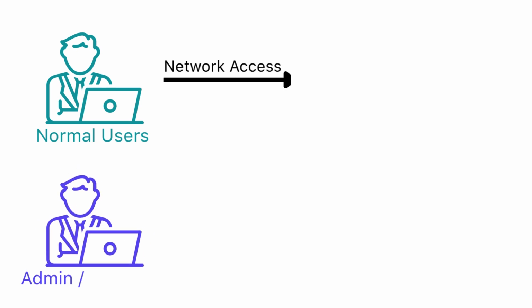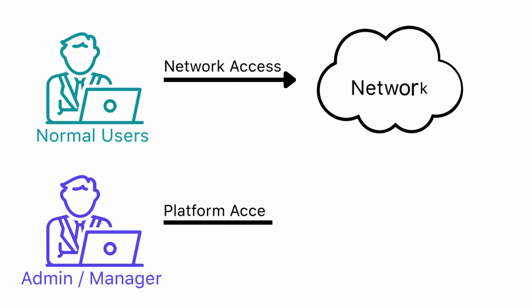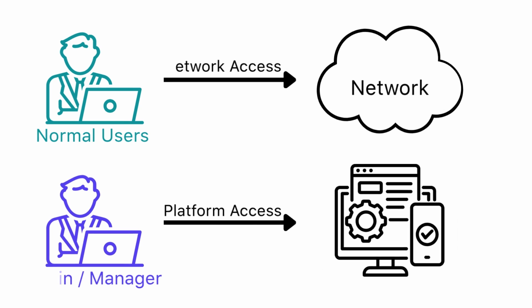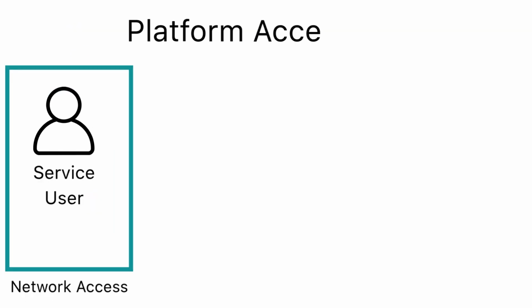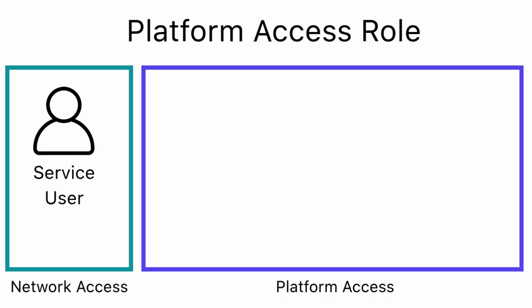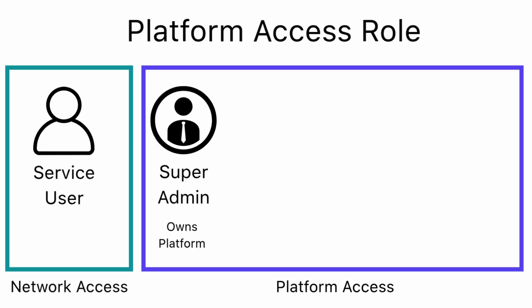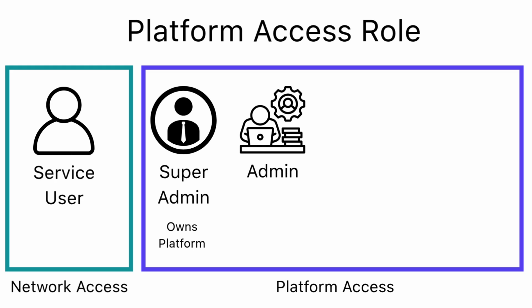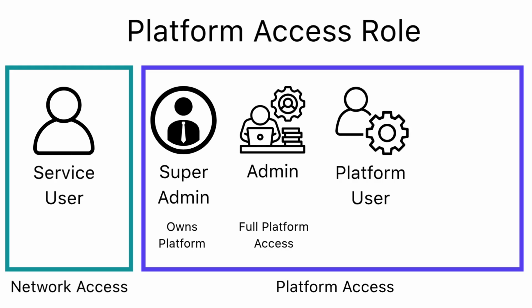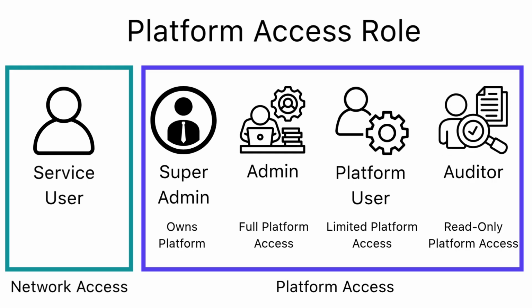Primarily, you have your normal users, who just need to access network resources, and your administrators, who need to manage the platform, configure networks, and perform auditing. The service user role grants network access to your normal users, while a variety of roles grant varying levels of access to the platform itself. Super admins own the platform and manage administrators, while admins otherwise have full privileges to configure your platform. A platform user can have permissions on specific networks inside your platform, while auditors get read-only access to the platform.